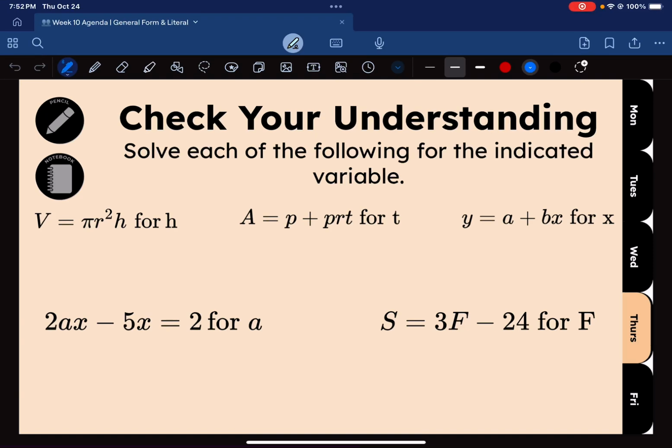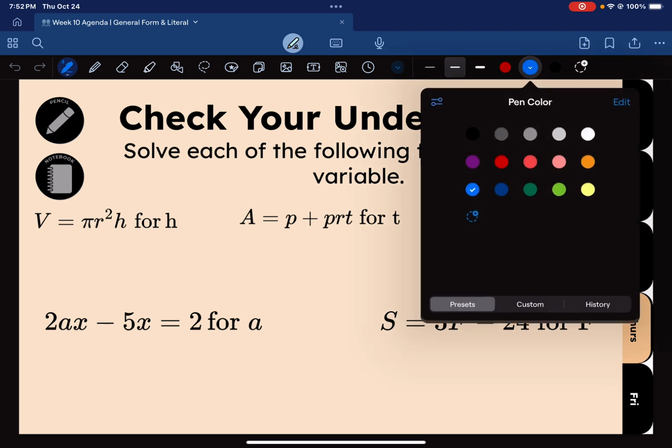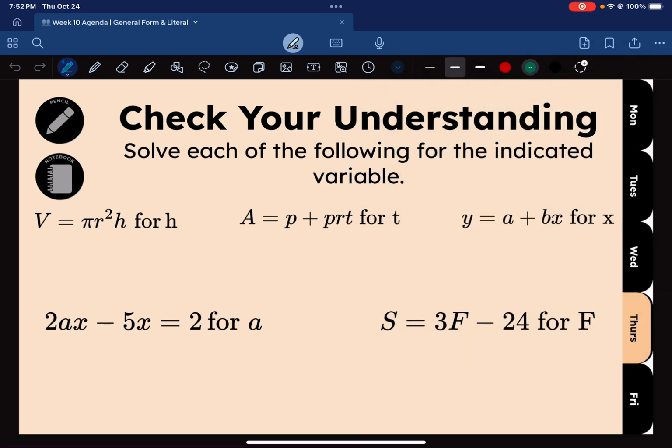Alright, so today a couple of different practice problems here using literal equations to be able to solve. So we're going to use a little bit different color green there. So solving for h, we're asking ourselves, what are they doing to h? In this problem, they are multiplying by pi and r squared. So to undo multiplication, we do division. So divide both sides by pi r squared on both sides of the equation.